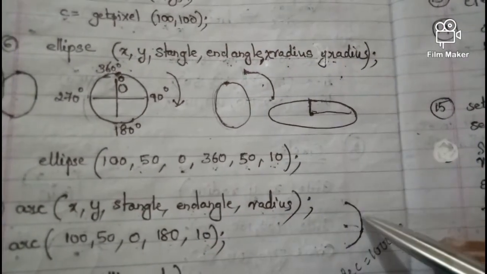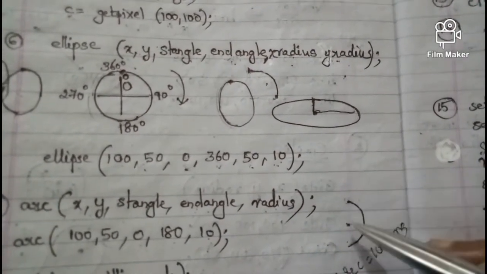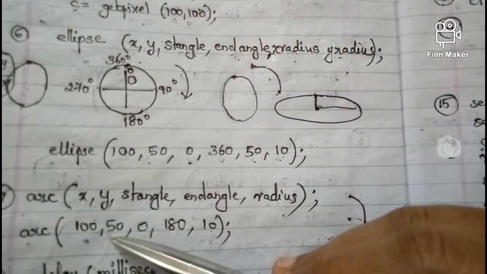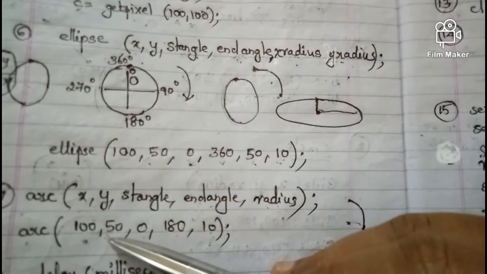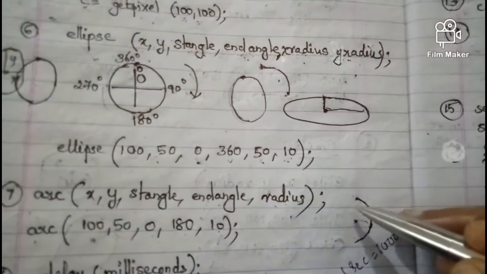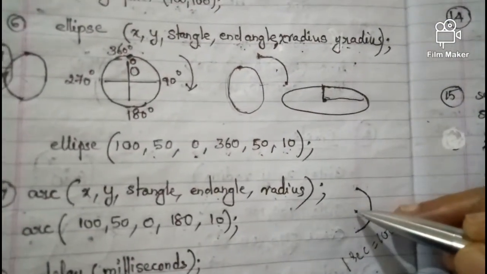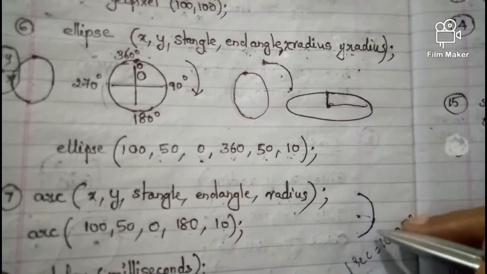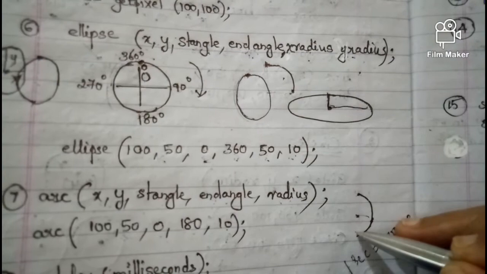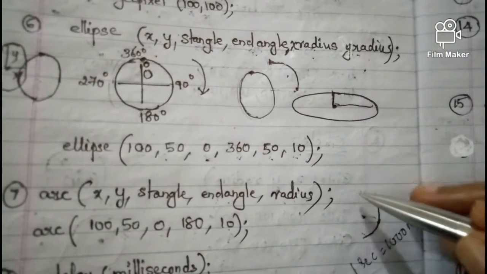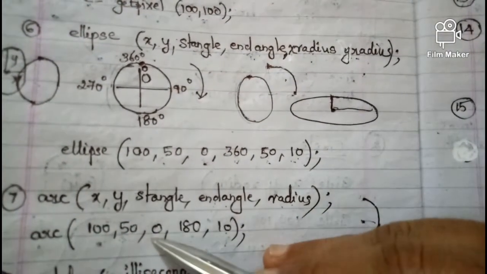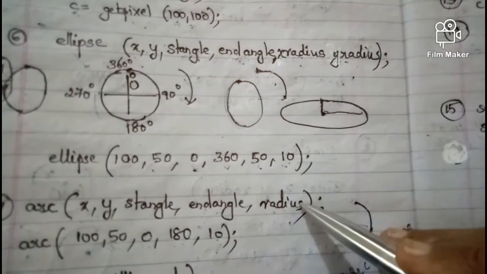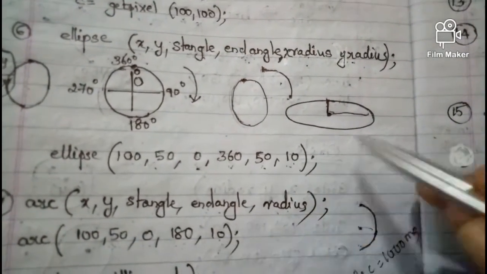Suppose I want to draw an arc like this, then I must specify the center of the arc like this: arc 150. That means I am going to draw an arc which is centered at 150. This arc must start at 0 degree but end at 180 degree. So I am going to specify the start angle at 0 degree and end angle as 180. Radius is a small radius 10.